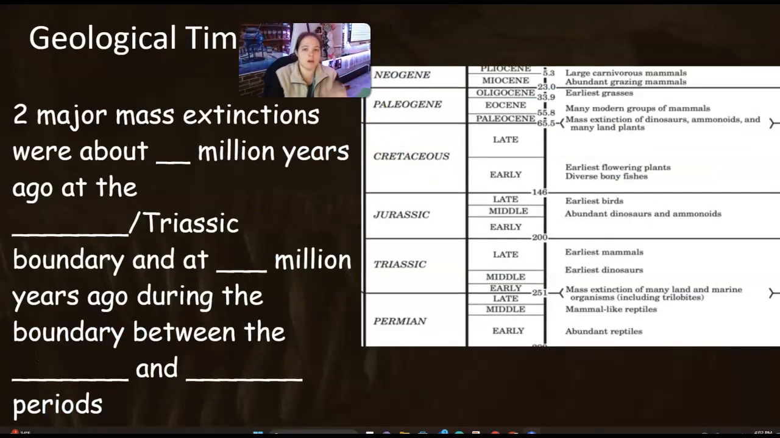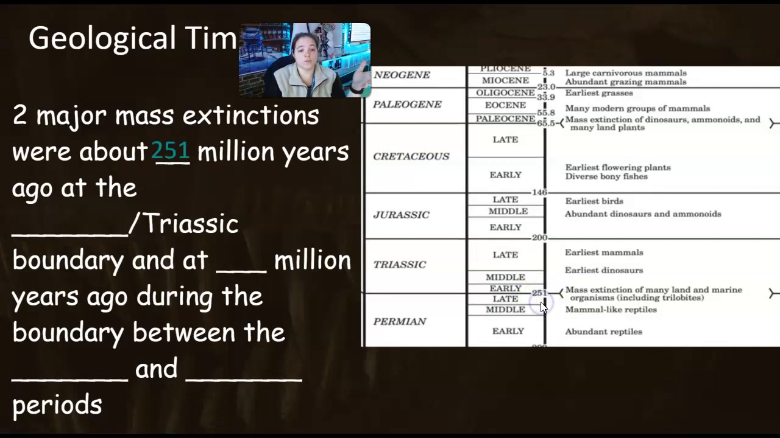All right, well, another thing that life on Earth can give us information about is the two major mass extinctions that we have. The first one that came about was about 251 million years ago. And you can see that by this little, I don't know, backwards arrow things, captions. And it says that there was a mass extinction of many land and marine organisms, including trilobites. And this happened between the Triassic and the Permian boundary.